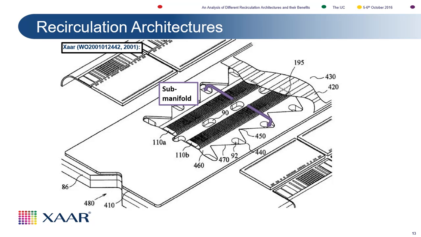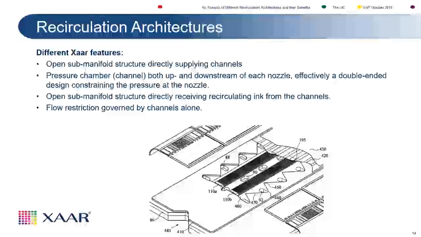So what does this give us? It's a very open structure directly supplying channels. The pressure is, as I said, upstream and downstream. It's what you call a double-ended device, so it's actuation from two acoustic waves from both sides. And it's an open submanifold, and the flow is only restricted by the channels themselves.